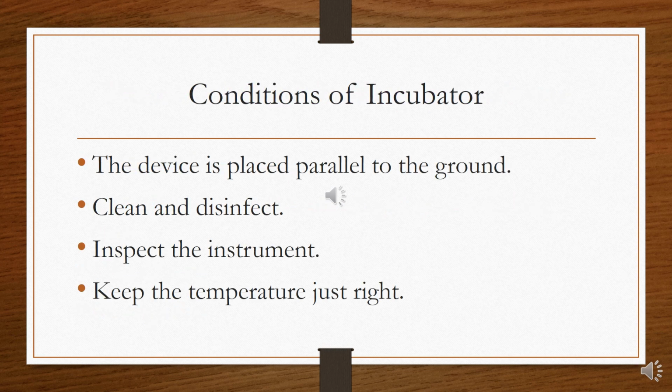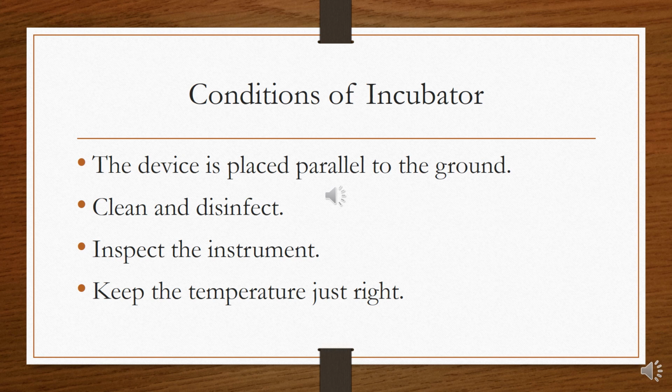Now, what are the conditions of the incubator? There are 4 points. First of all, the device is placed parallel to the ground. The hot air control device damper rod doesn't work properly unless the incubator is level with the ground. Secondly, clean and disinfect. Eggs should be sterilized with various chemicals including incubator fumigation before hatching, and different parts of the device such as bag, tray, air in the egg chamber.